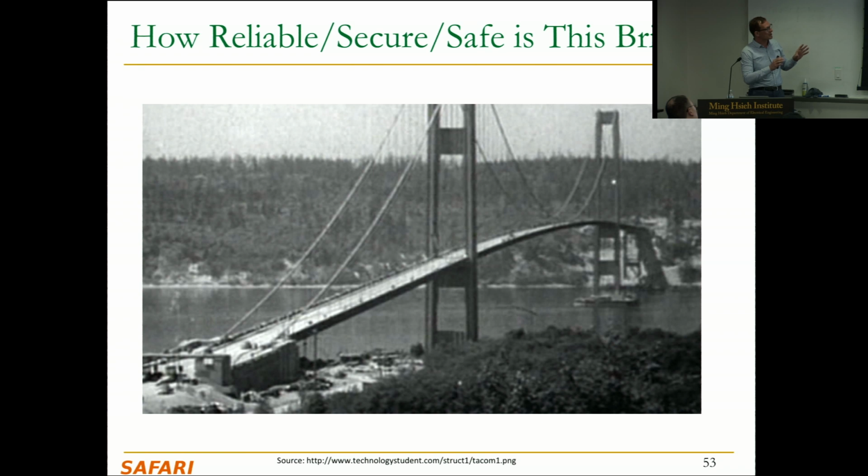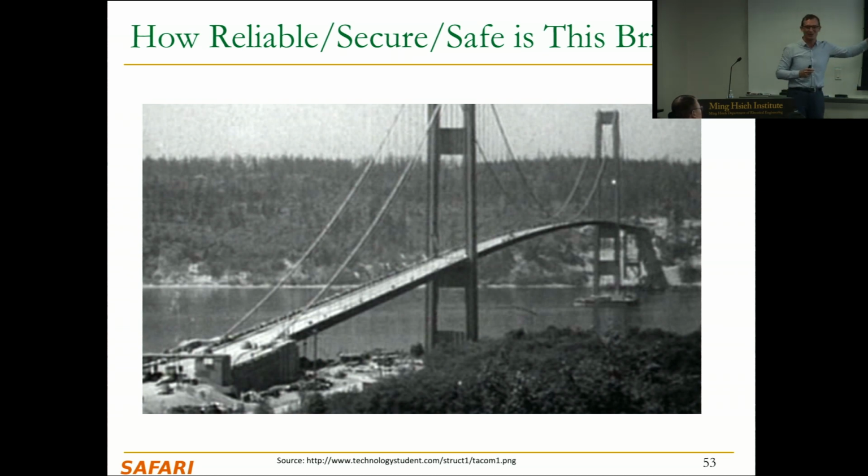And I also use this picture in my class especially to motivate issues related to reliability and security, especially the intersection of them. If you have an unreliable system, this could affect your safety and security. Does anybody know where this bridge is? Tacoma. Yes, it's the Tacoma Narrows Bridge. Are you from there? Portland. Oh, okay, that's good. Yeah.